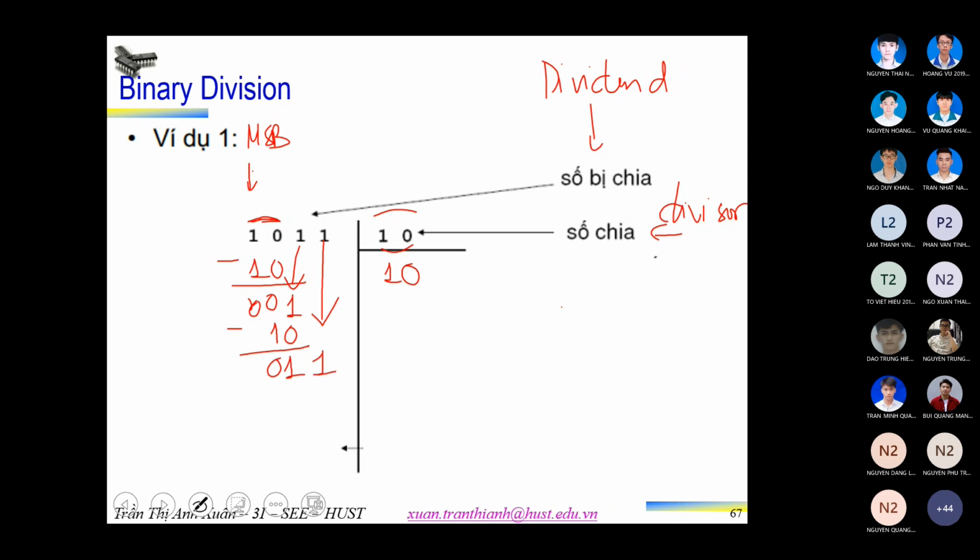And so on. We subtract the group of the dividend with the divisor. For this case, the group of the dividend is greater than the divisor. So we write 1 to the quotient. And we do the subtraction. We have the remainder here.